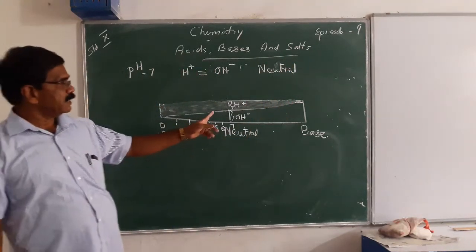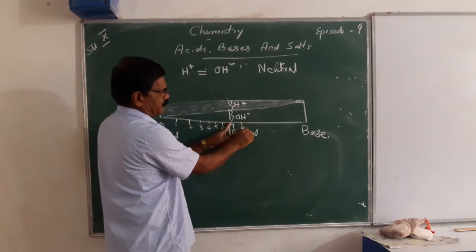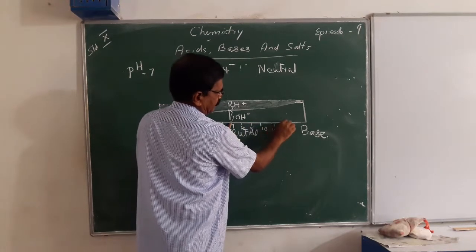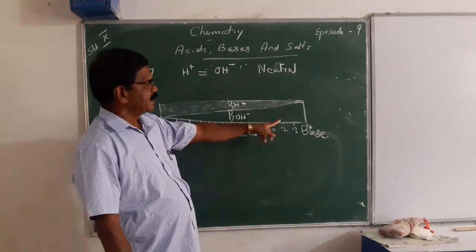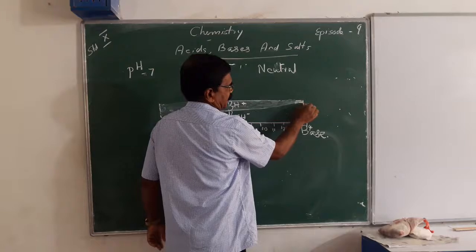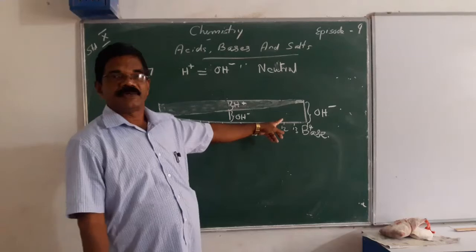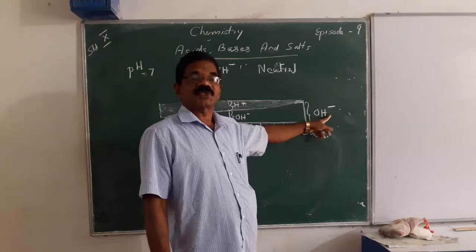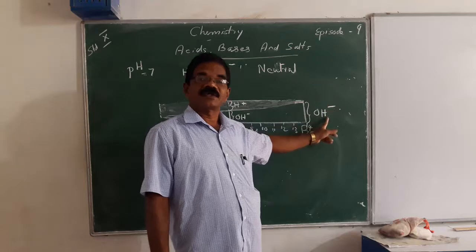Then we can get the conclusion. If so, what happens? Then it becomes 8, 9, 10, 11, 12, 13, 14. What happens at 14? At 14, there is no hydrogen ion. This is hydroxide ion. When the pH value becomes 14, there are only hydroxide ions. That is our strongest alkali. Why strongest? There is only hydroxide.